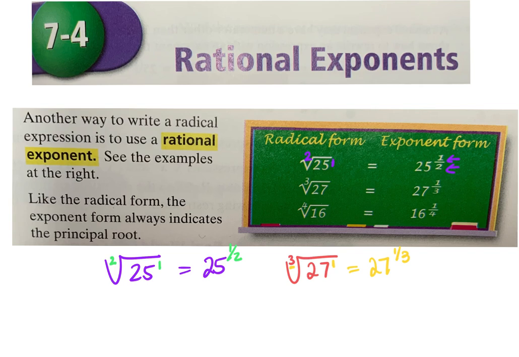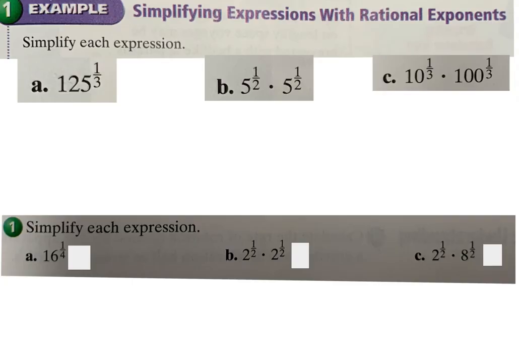So rewriting them, numerator comes from your exponent, denominator comes from your index. So all of these, and these are all ones, but you're going to do them to a different power besides one as well. You're going to see them to multiple powers. So let's look at example 1.